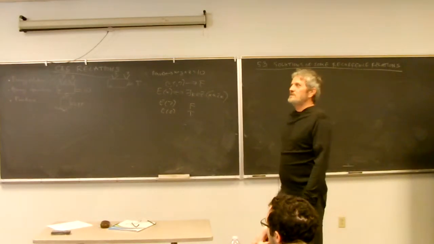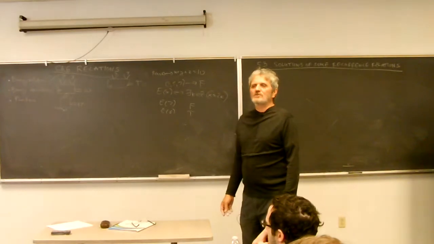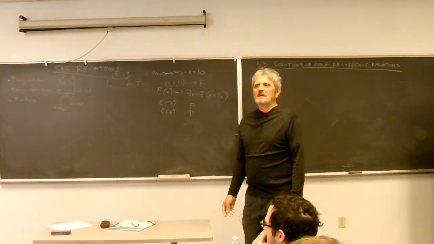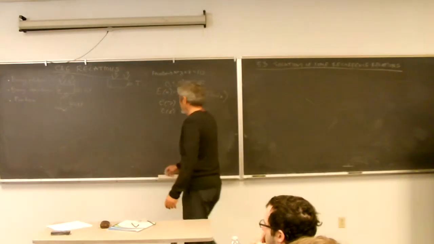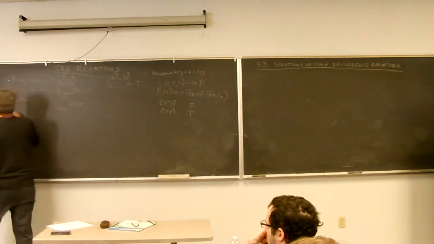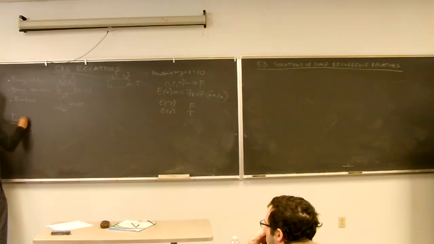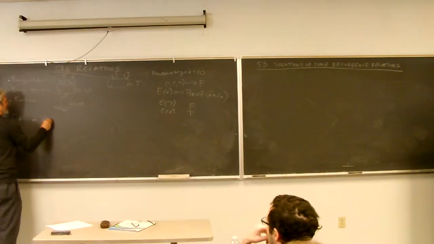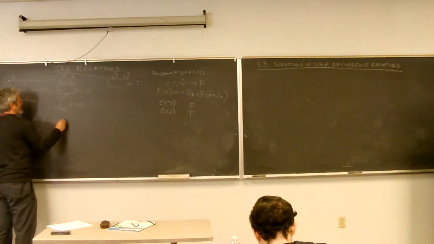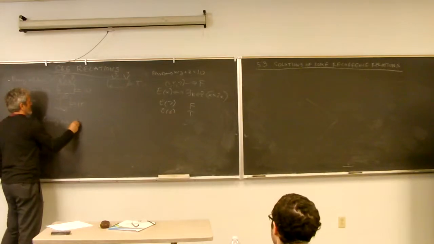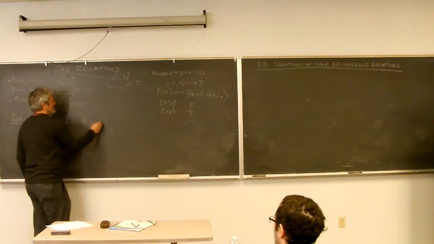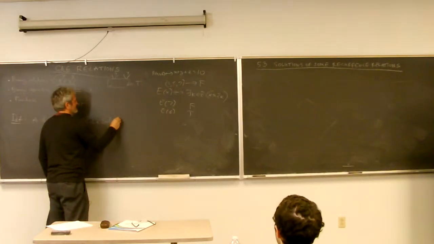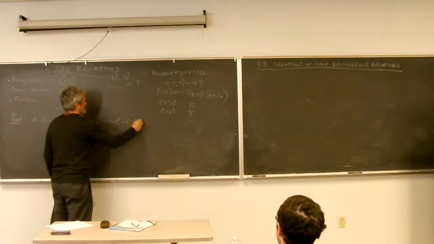Let A and B be sets. What is a binary relation? It is a subset of A cross B. So, definition: a binary relation R is a subset of A cross B.